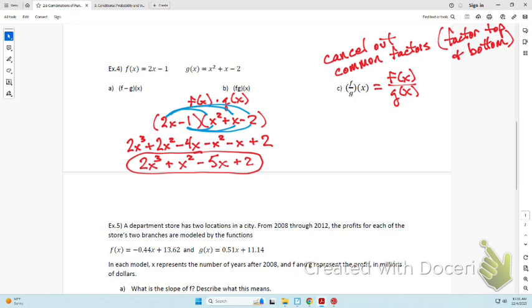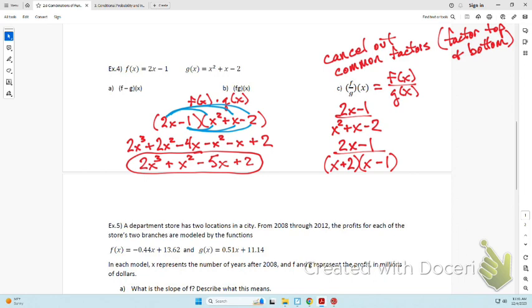So function f is 2x minus 1. Function g is x squared plus x minus 2. Check both for a GCF, and I don't see a GCF. Up top, I don't see an x squared, so that's as far as that one goes. On the bottom, we're looking for two numbers that multiply to -2 but add up to 1. And that would be +2 and -1. Unfortunately, we don't have any common factors.